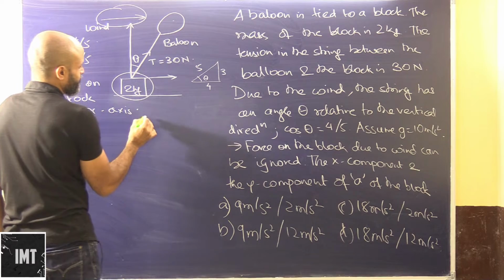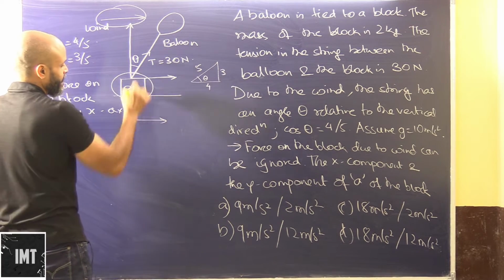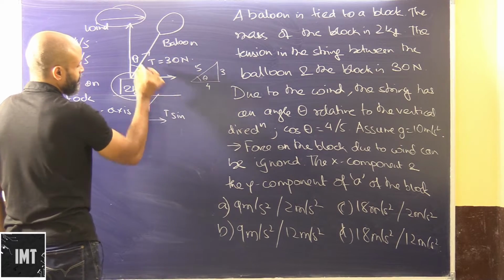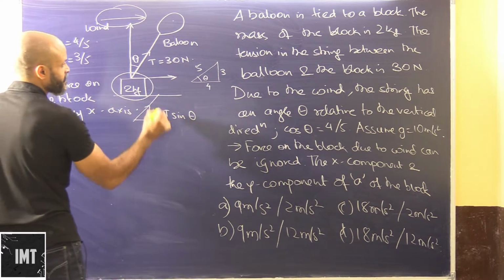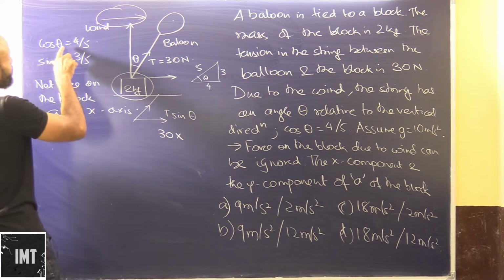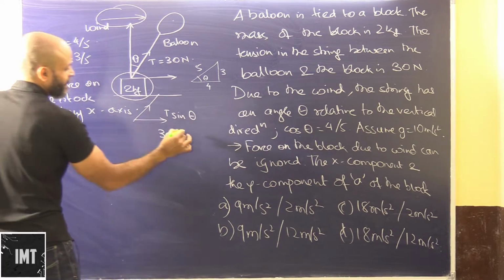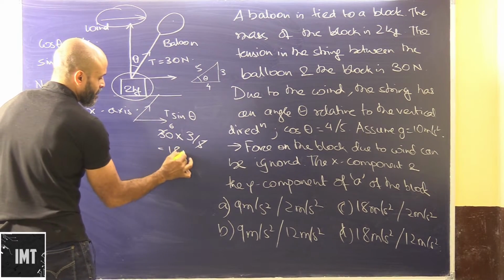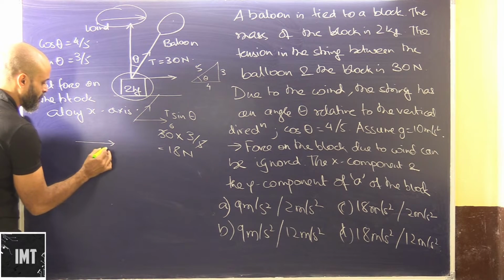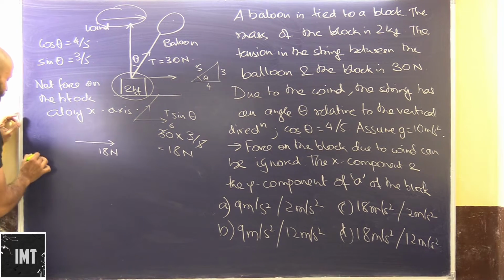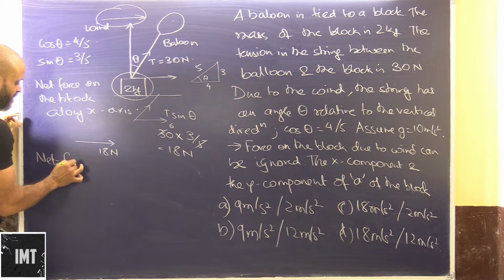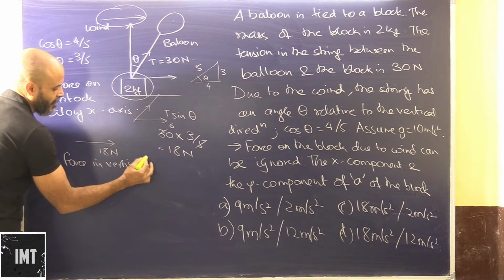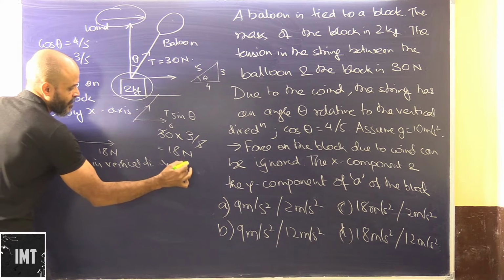So look at this x-axis. Here it is T sin theta, which means 30 into how much? Sin theta has a value of 3 by 5. So this will be 18 Newton along the x-axis. So 18 Newton force is along this. Net force along the y-axis, in the vertical direction, what will this be?